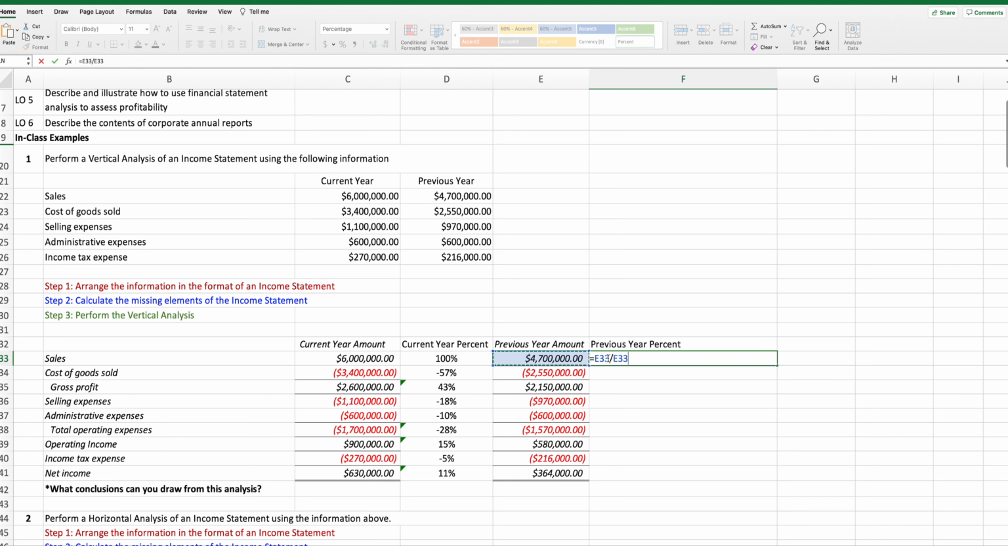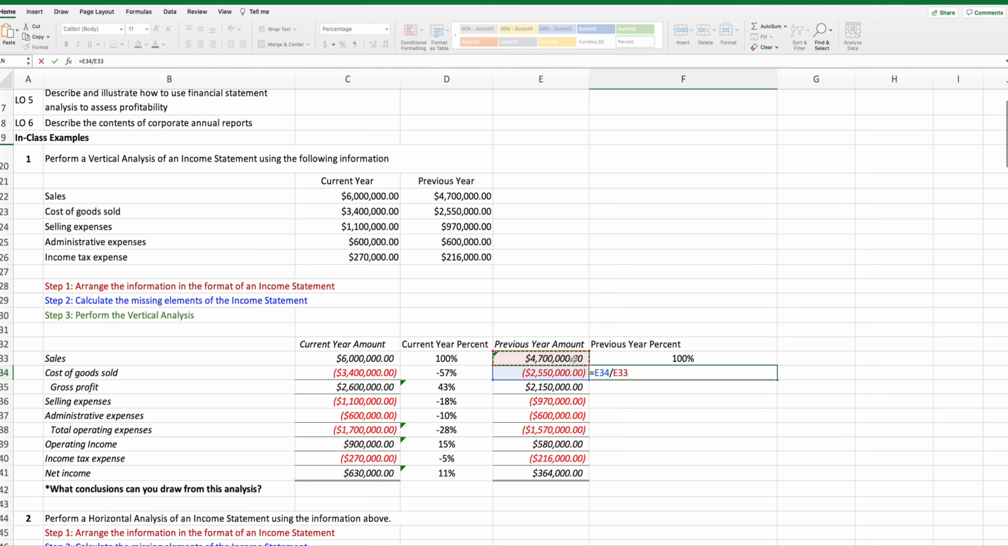I'm actually going to come over here to the side. Actually, let me not do it to this one. Let's do it to a different one so that you can see the two cells. So we're going to take our cost of goods sold and we're going to divide it by our sales.